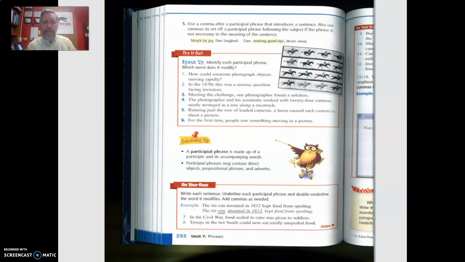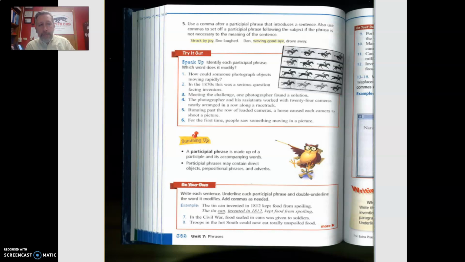All right, last one. For the first time, people saw something moving in a picture. There's an ing, moving. Moving in a picture, got a prepositional phrase after it. So the participial phrase is moving in a picture. And let's see, what was moving in a picture? Were people moving in a picture? No, people were the ones seeing something moving in a picture.